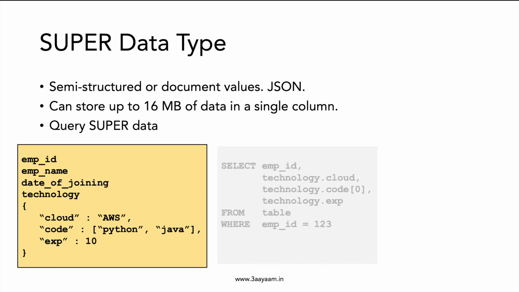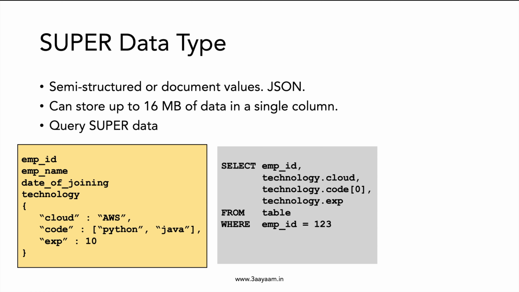Now, how do you query? You run a select statement like employee ID, but if you want to fetch individual attributes or individual keys of the super data type, you'll have to mention the root column. In this case, it is technology dot the attribute that you want to fetch. So let's say I want to fetch the first attribute. It will be technology, which is the root column name, and then the attribute name, which is cloud.